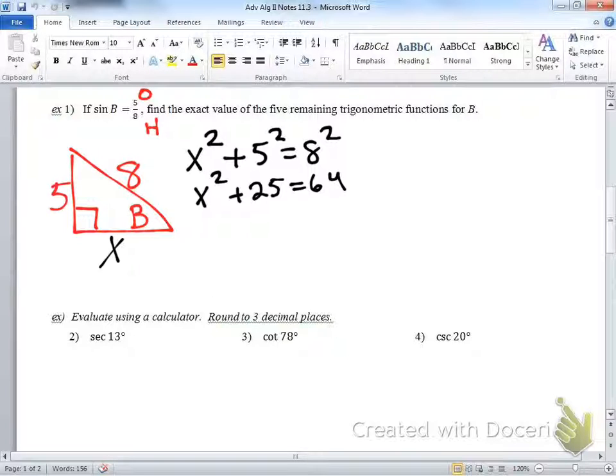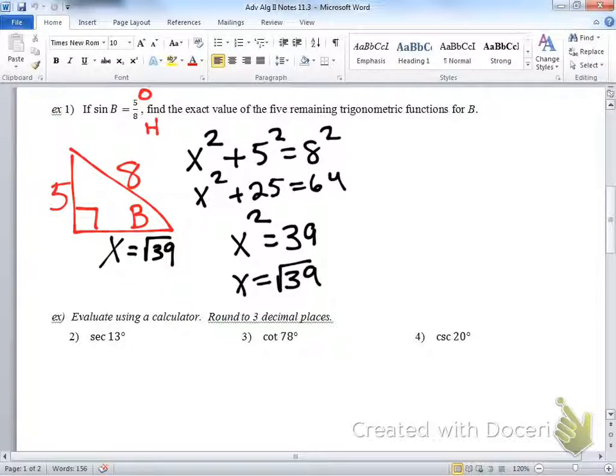All right, so we're going to subtract 25 from each side. So x squared equals 39. So x is going to equal square root 39. So this side is square root 39. Any questions on how we found the missing side of the right triangle? You just use the information from the trig ratio. So we had opposite, we had hypotenuse. Now I want to write the other ones.